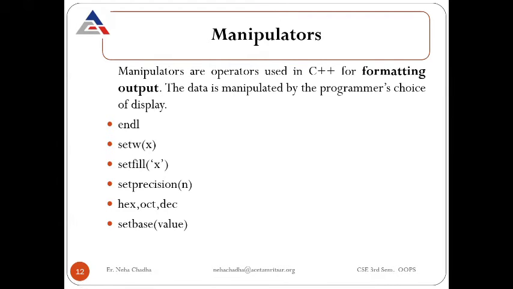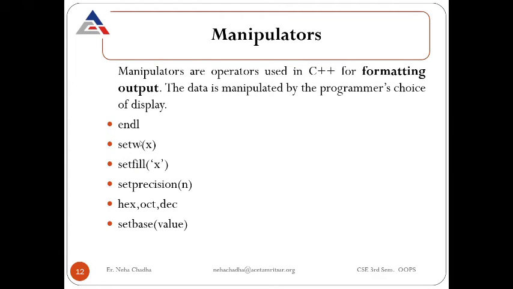Okay. Now come the manipulators. Manipulators are the operators used in C++ for formatting output. When you want your output in some precise manner, then you use manipulators. The data is manipulated by the programmer's choice of display. That means with the use of manipulators only, you can get formatted output. Whether you want your output in the center, in a next line, you want to make some stars along with your output, or you want to give some precision values, then you use manipulators.